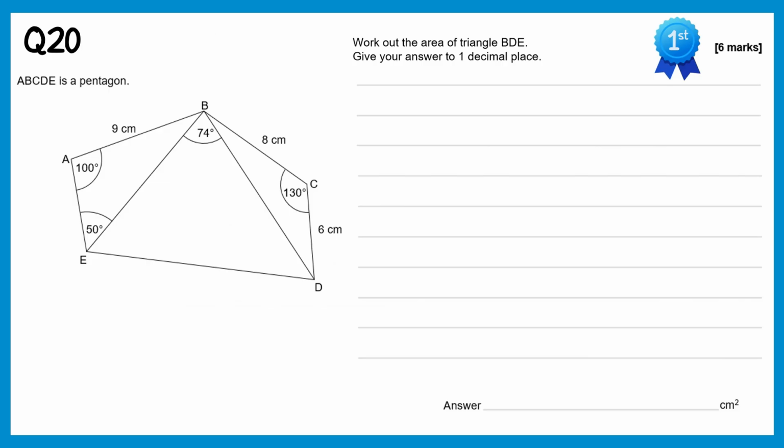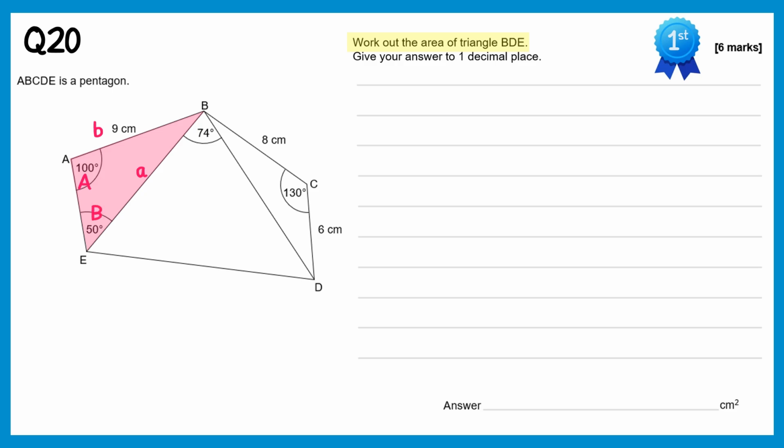In this question, we've been asked to work out the area of triangle BDE. To start this question, we're going to look at this red triangle here. We're going to use the sine rule to try and work out the length of line BE. So we're going to label the triangle, we'll label BE as a, and then the angle opposite that as capital A. And then we'll label the 9 as b, and the 50 opposite that capital B.